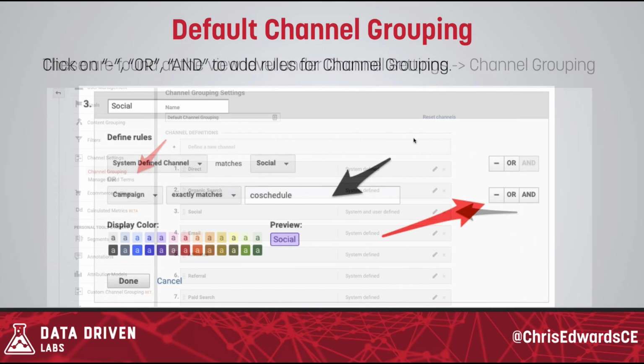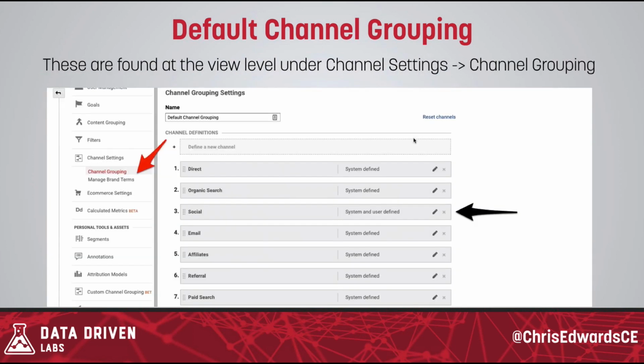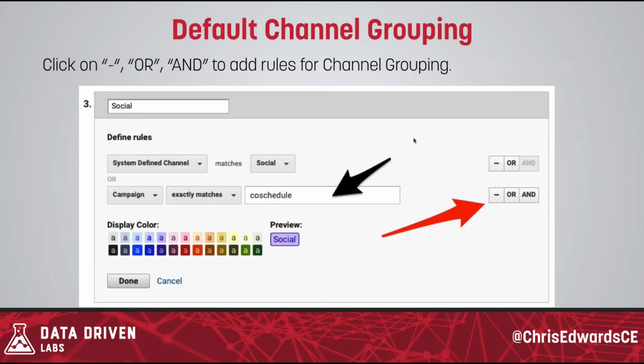So when you, I'm sorry, let's go back over here. We're going to want to add something for social. To do that, all you do is hit the little edit icon, that little pencil icon there. When you click on that pencil icon, you'll have a screen that opens like this.